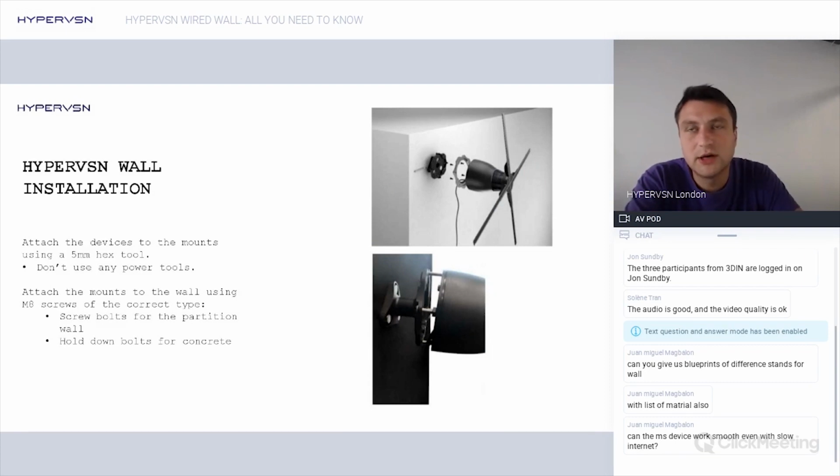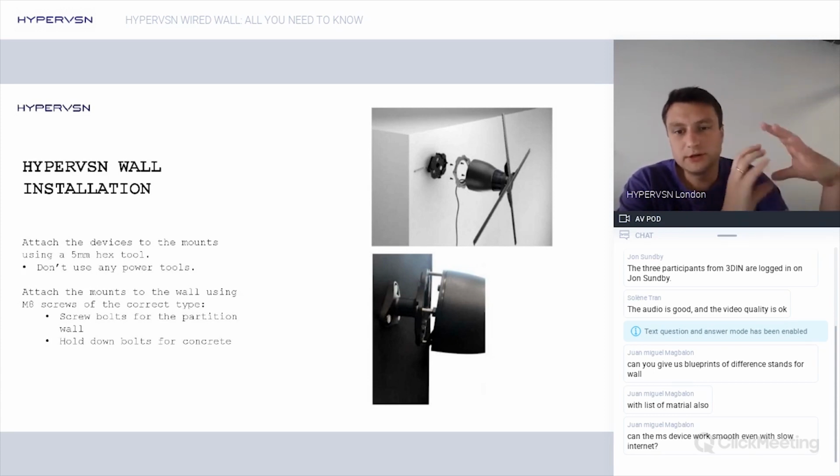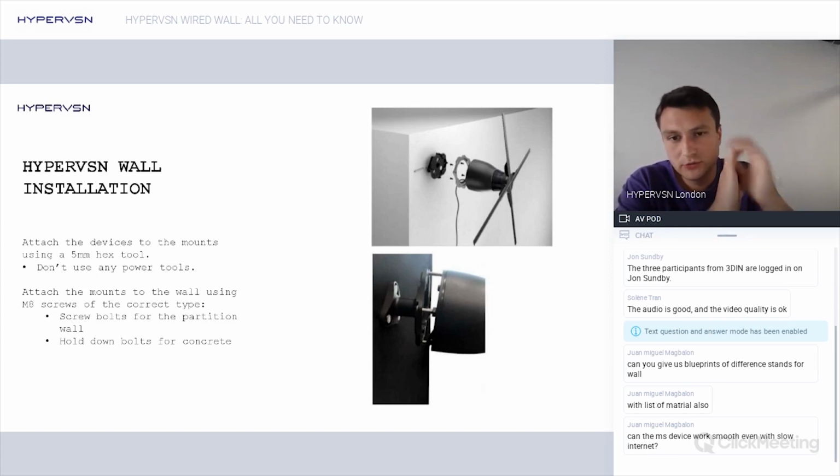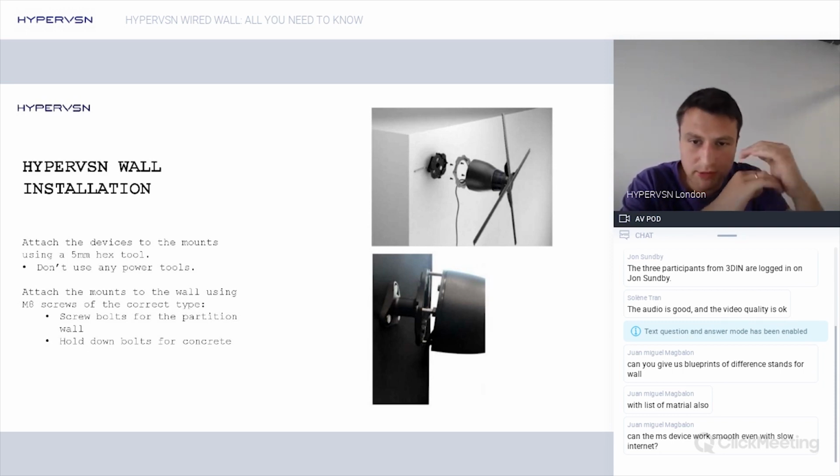Okay, now it's time to, as I said, together with the device, you will get small wires. The length of the wire is 1.5 meters. These wires are signal wires. So before installing the device to the mount on the wall, you will need to plug in this small wire. This is important to remember.